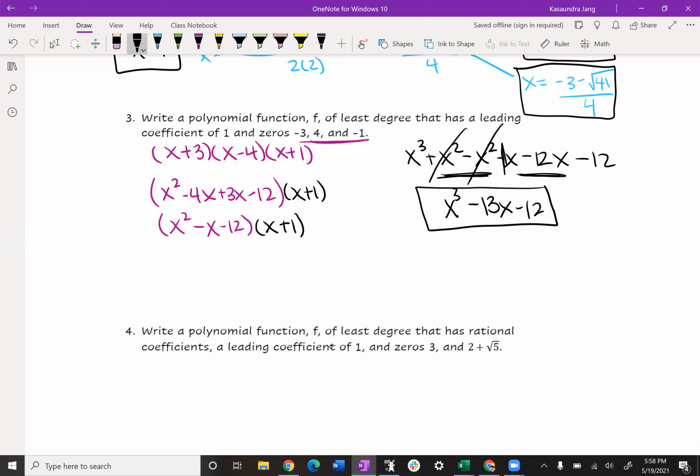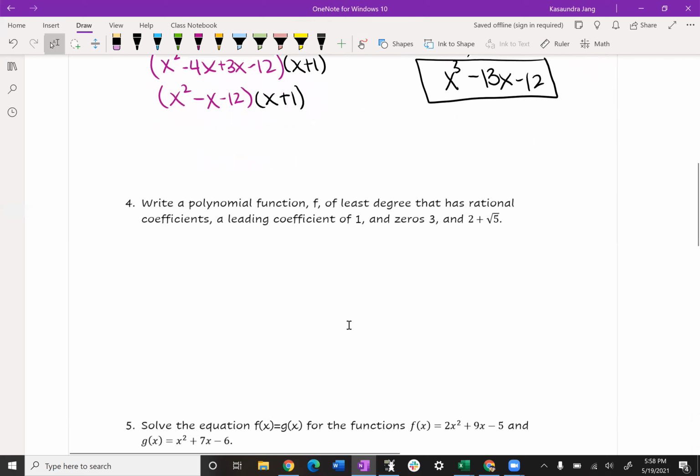Okay, so there is the polynomial function. It's the least degree. They gave me 3 zeros, so I should have had a degree 3 polynomial, which I have. And then a leading coefficient of 1, meaning leading as in up front here, I have a 1x to the third. All right, so there is the polynomial that we're going for.